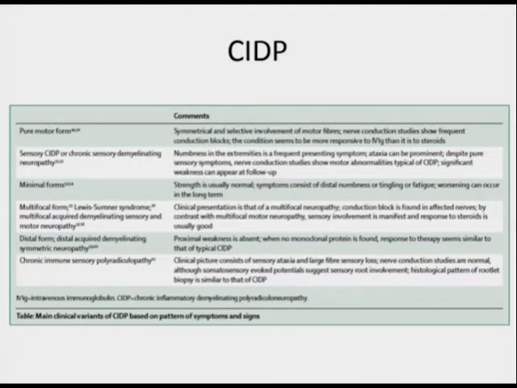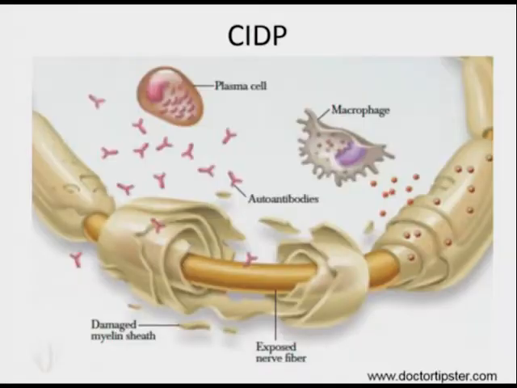CIDP is a disorder involving the motor system and sensory system. It can be separated into several forms clinically based on whether there is symmetric involvement of motor fibers and based upon the findings of nerve conduction studies. Pathologically, these are all due to essentially the same process, just depends on which nerves are involved, in which the myelin sheath, shown here, begins to fragment and exposes the underlying nerve fiber or axon. And this is thought to be mediated by autoantibodies and by macrophages, which then ingest the cell debris.